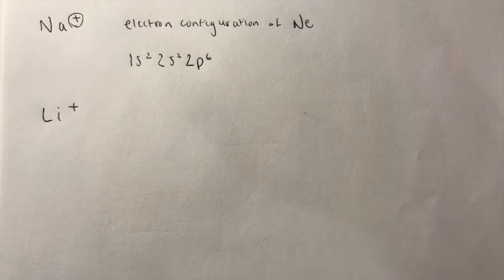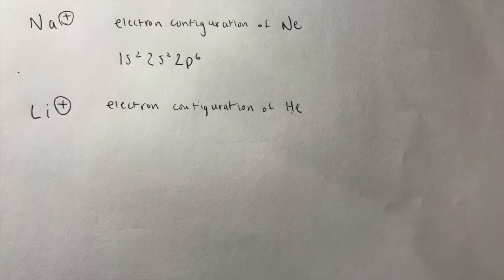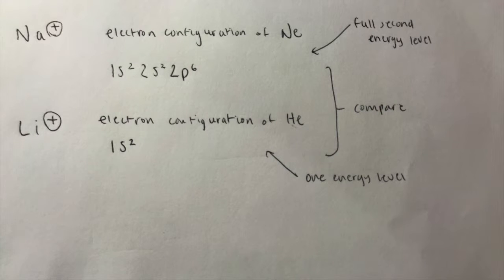So now I'm going to write down Li plus, and as you can see, it's also positive, which means that we're basically writing the electron configuration of helium. So the electron configuration of helium is 1s2. And then we're basically going to compare the electron configurations of Na plus and Li plus.